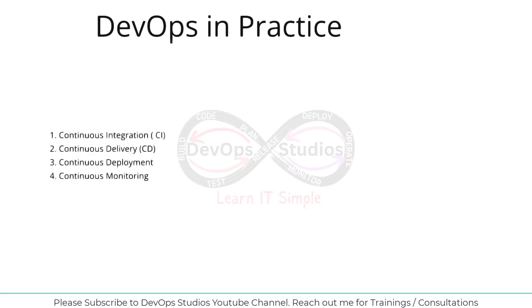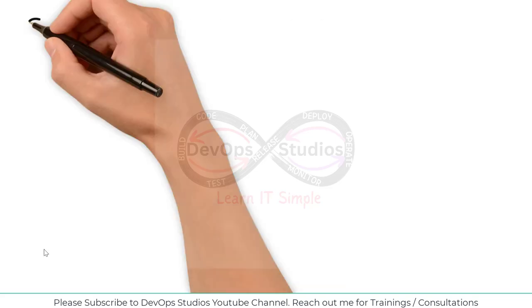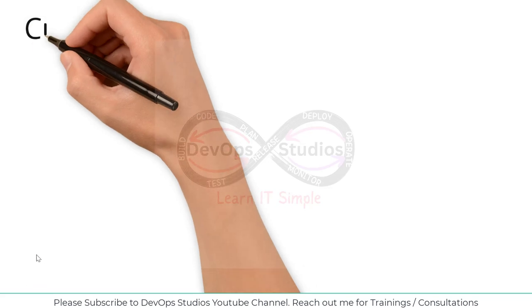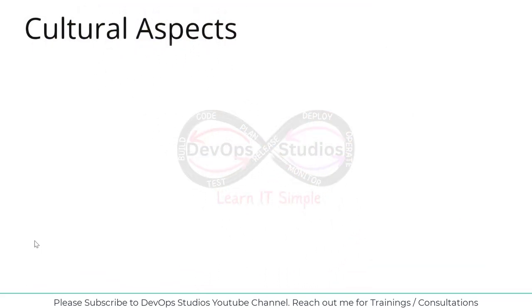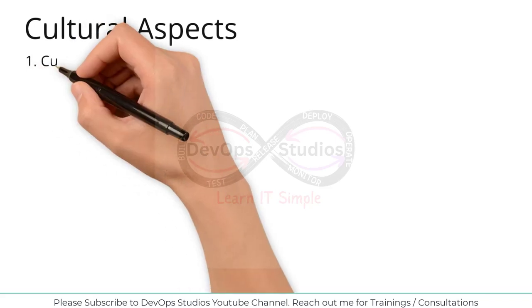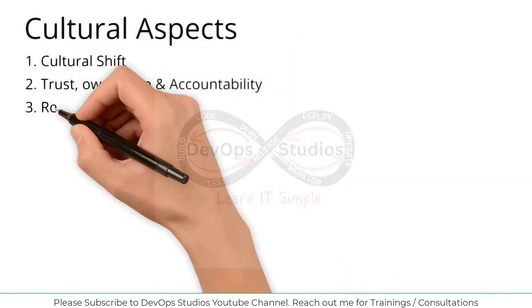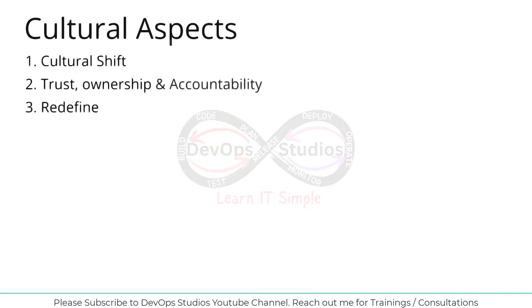In the next part, we'll see the cultural aspects of DevOps and the challenges in the DevOps life cycle. So before we end, there are two important parts we want to complete before the video about the DevOps lifecycle. The first thing is the cultural aspect. When I talk about the cultural aspects of DevOps, the first thing is the cultural shift. It's because DevOps is not just about tools or processes.